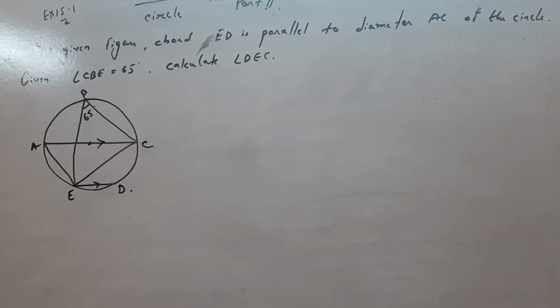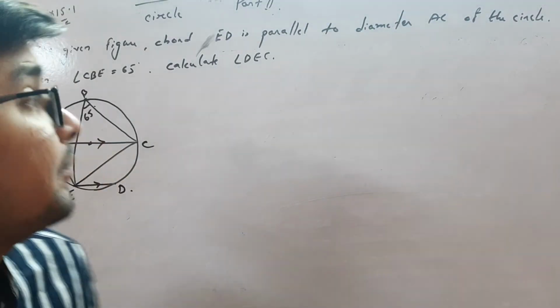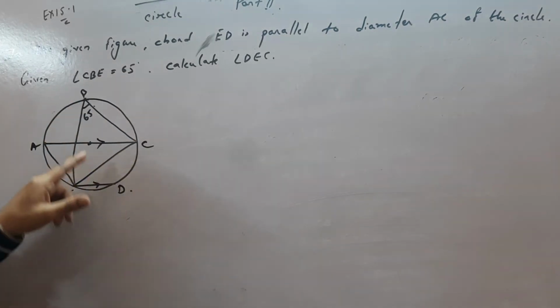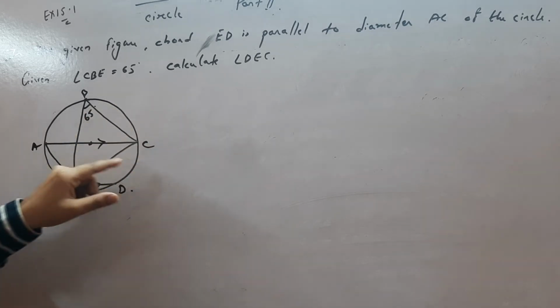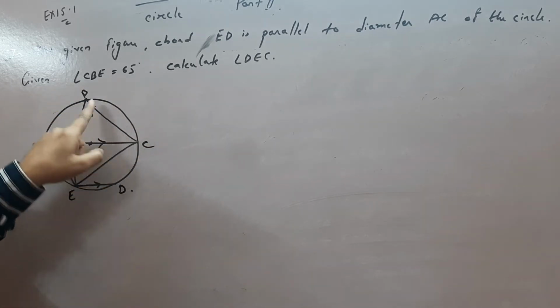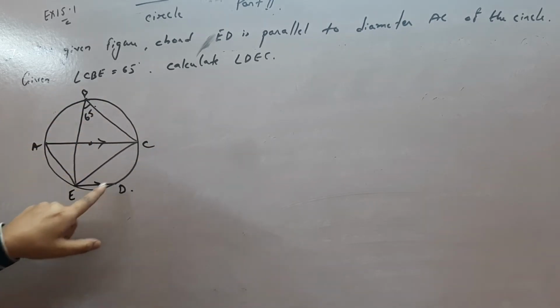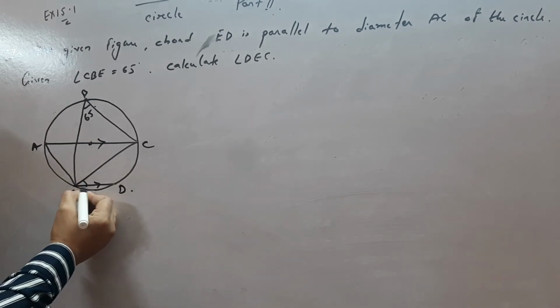Okay, it's time for question number 9. See, in question number 9, in the given figure, chord ED is parallel to diameter AC of the circle, and angle CBE is 65. Calculate DEC. That means calculate this angle.